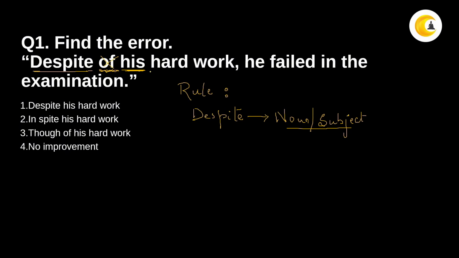Not 'despite of his'. I know it's a very common way of how we speak, 'despite of his hard work, he failed in his examination.' No. The rule says that despite itself says that he did everything he could, and even after that, he couldn't pass the examination, right? So the word despite has to be followed by a noun or a subject. So despite his hard work, he failed in the examination. It is not 'despite of'. So where is the right answer? Your right answer is in option 1, that is, despite his hard work.